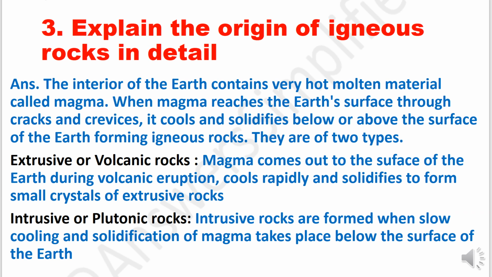Answer. The interior of the earth contains very hot molten material called magma. When magma reaches the earth's surface through cracks and crevices, it cools and solidifies below or above the surface of the earth, forming igneous rocks. They are of two types: extrusive or volcanic rocks. Magma comes out to the surface of the earth during volcanic eruption, cools rapidly and solidifies to form small crystals of extrusive rocks. Intrusive or plutonic rocks. Intrusive rocks are formed when slow cooling and solidification of magma takes place below the surface of the earth.